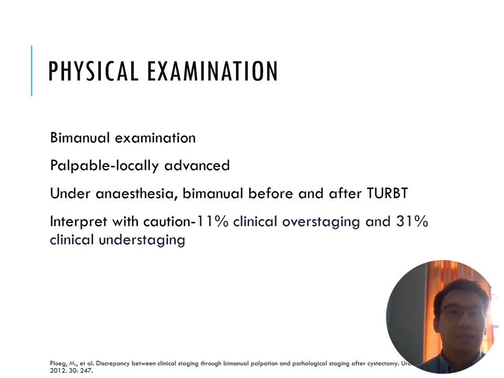In physical examination, you have to perform a bimanual examination. If you can palpate the tumor bimanually, it is normally locally advanced. Bimanual examination is done either through the rectum or through the vagina. If you do surgery under anesthesia, you must perform a bimanual examination before and after the surgery, or what we call TURBT. The reason is that if after TURBT the tumor is still palpable on bimanual examination, it's very likely that this is a locally advanced bladder tumor.